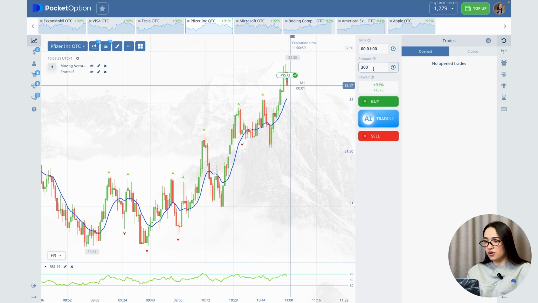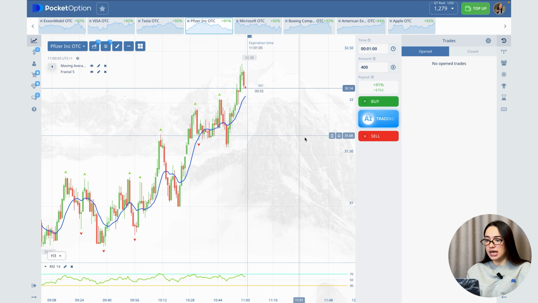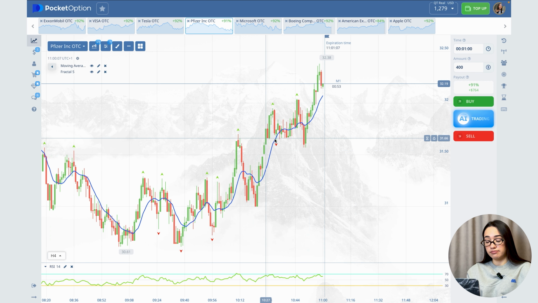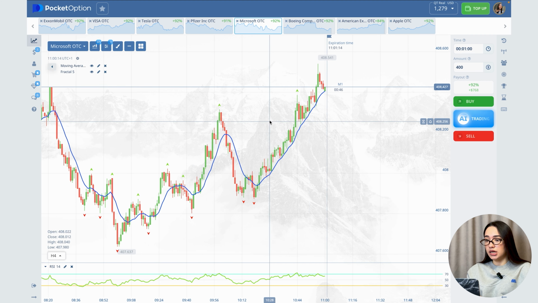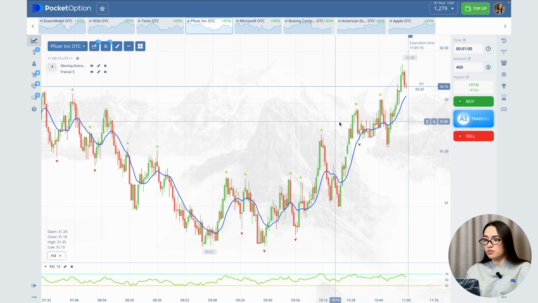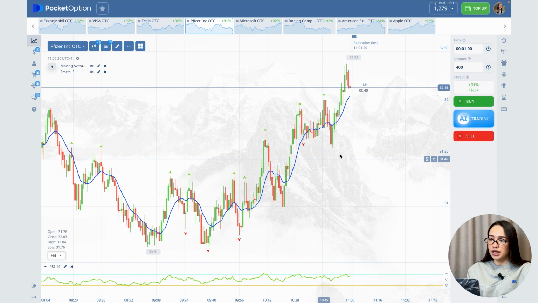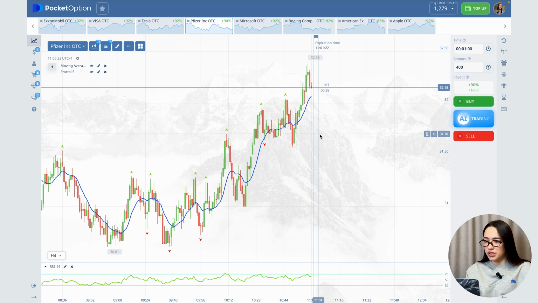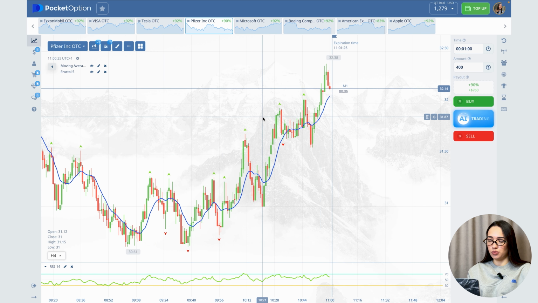So let's do the next opening for $400. Let's continue and select the next entry point. By the way, here is again the same opening as in the previous trade, that is, two identical principles of entry. So it worked out here. Great. So let's find the next entry point.